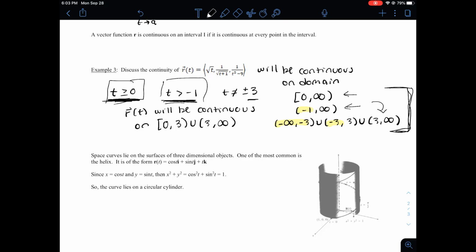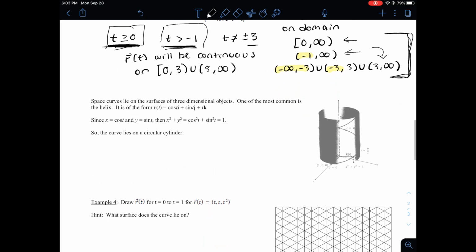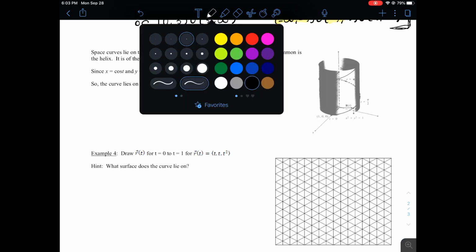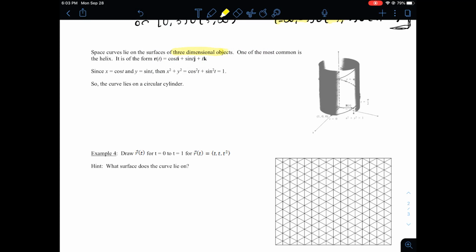One more thing that we want to talk about is that these space curves lie on the surface of three-dimensional objects. And that's what chapter 13 is about, actually describing these three-dimensional objects. How do we describe those surfaces? Right now, we're just describing a curve in space, like you would take a piece of string and wave it in the air or wrap it around something. But in chapter 13, we'll start talking about the structures that the curve is being wrapped around.